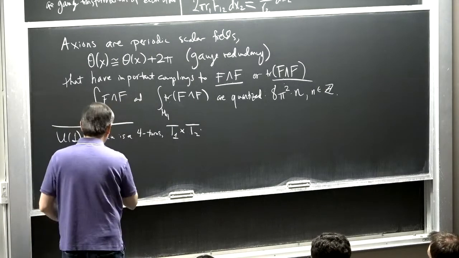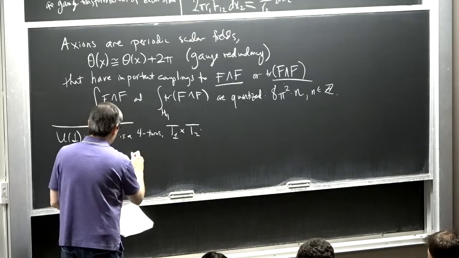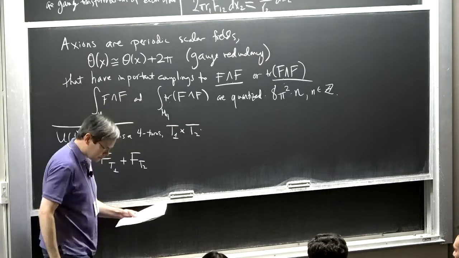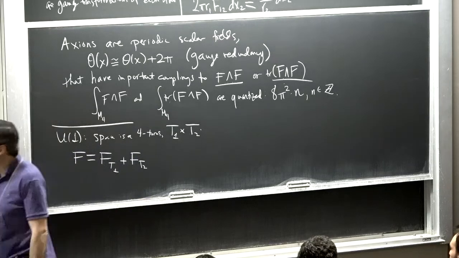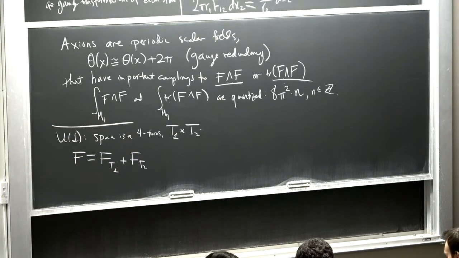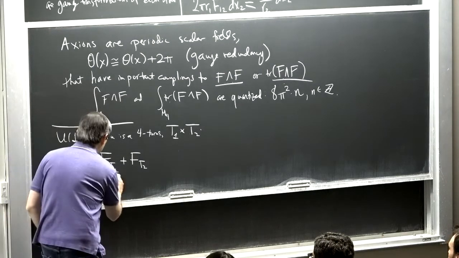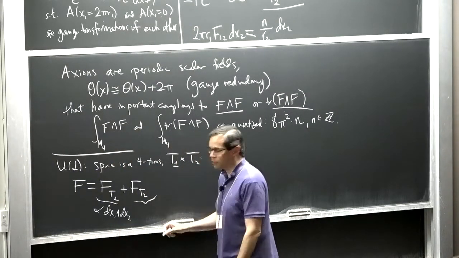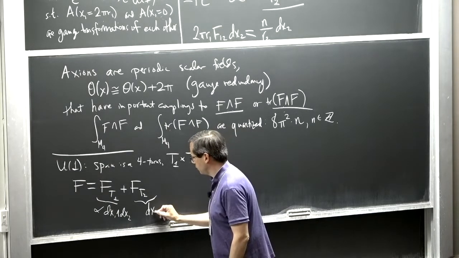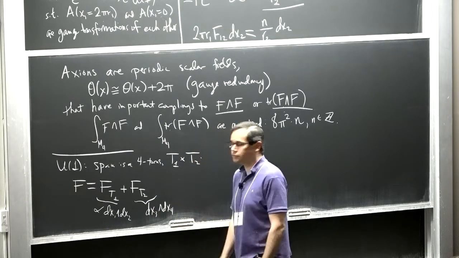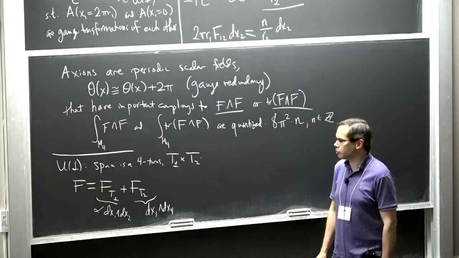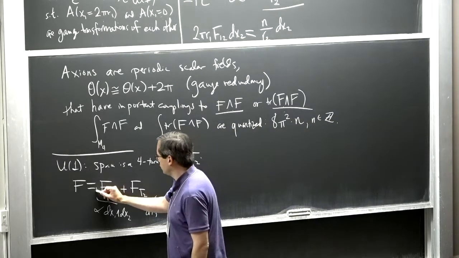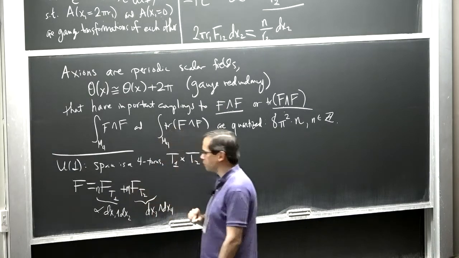I'm going to take my field strength to be F_T1 plus F_T2. What do I mean by that? I mean, just take the same field strength that I defined on this two-dimensional torus that depended on x1 and x2, call it this. So this one is proportional to dx1 wedge dx2. And then take another copy of the same thing, but relabel the variables, so call this one dx3 wedge dx4. There's some integer that went into this. So let me say this is n units of the basic thing. This is m units of the basic thing.